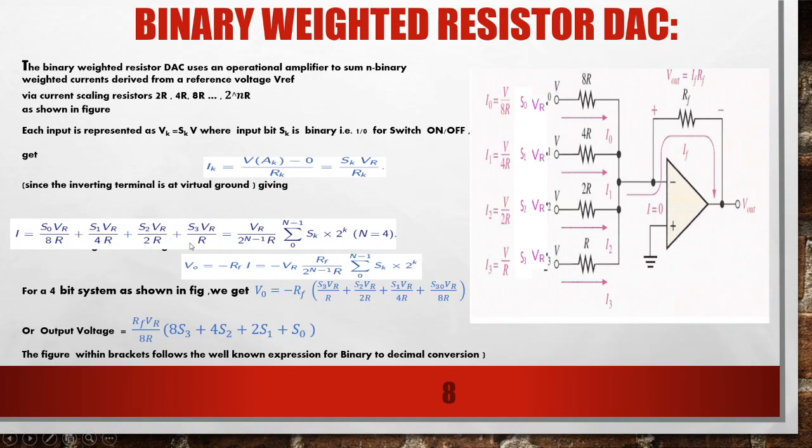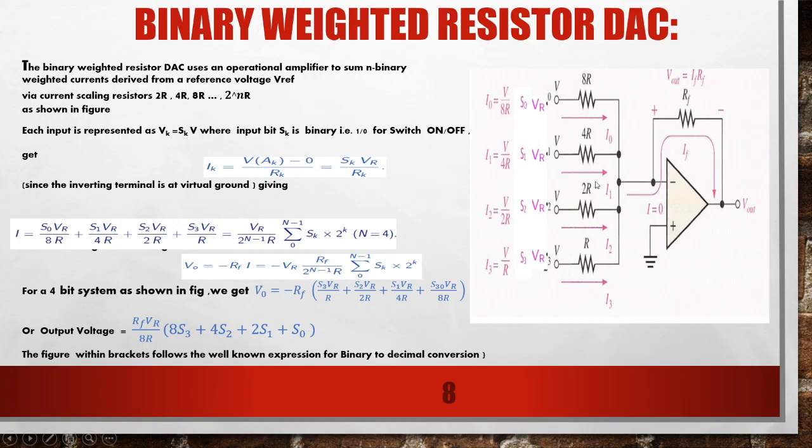So if we take an LCM using 8R, the maximum value, that's 2 to the n minus 1. We are taking 2 to the n minus 1 because this is a 4 variable system. So 2 to the power 4 minus 1, that's 2 to the 3 or 8R. So if you take 8R common, what we get is VR by 8R. This remains S0 VR. This becomes 2S1 VR, this becomes 4S2 VR, and this becomes 8S3 VR. So we get something like this: Sk into 2 to the power k. That means S3 corresponds to 8, S2 corresponds to 4, and so on.